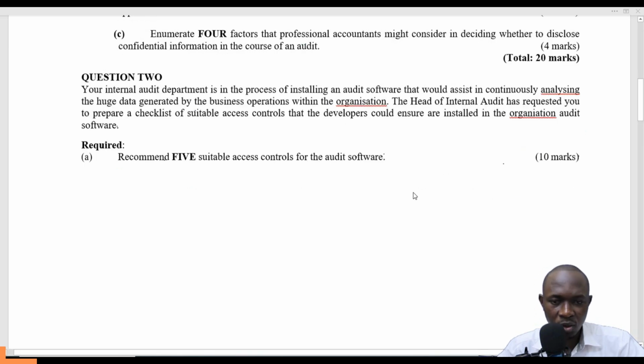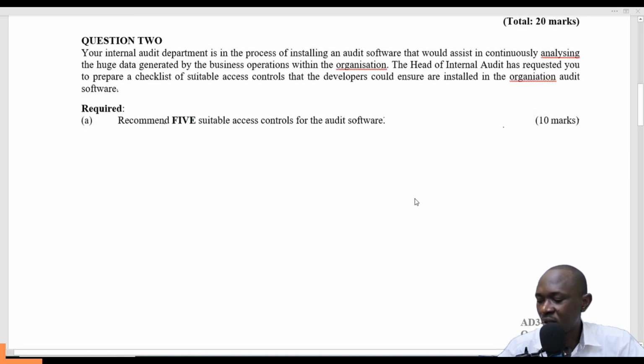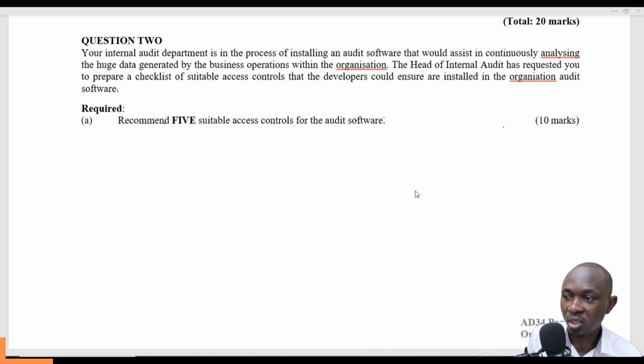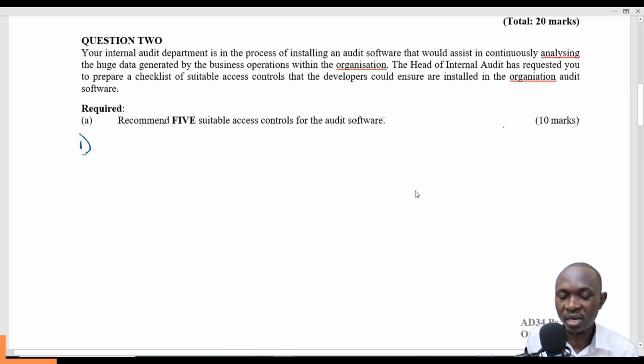So what you are required to do, part A, recommend 5 suitable access controls for the audit software. So number 1, here you're just supposed to recommend. You can see 10 marks, so possibly give some mild explanation on what you have recommended.